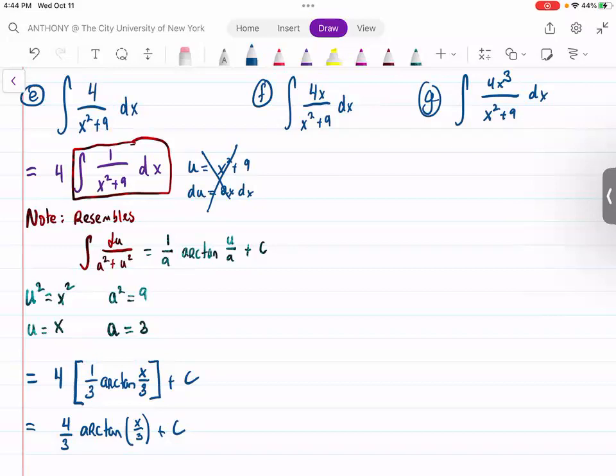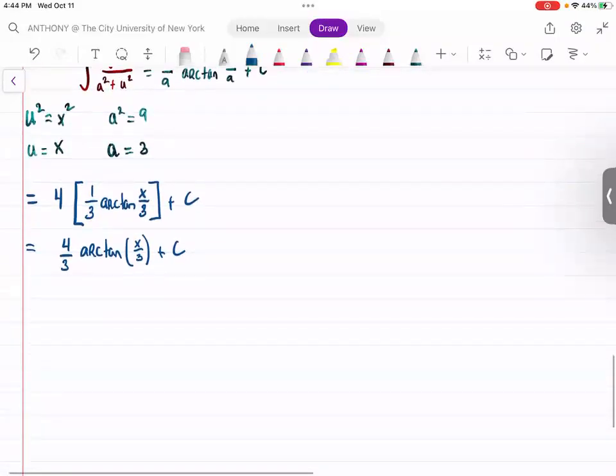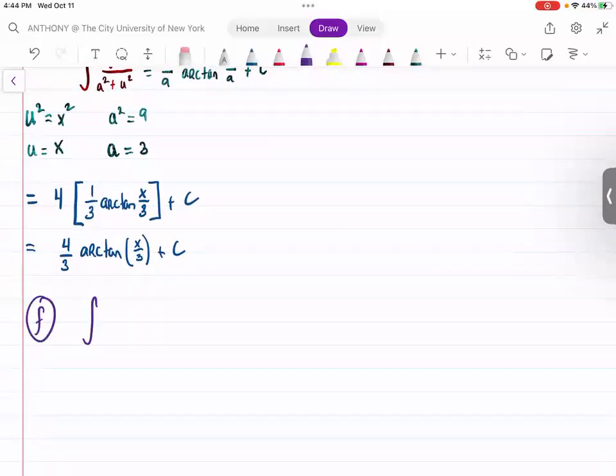Let's actually look at part F now, because part F is a little interesting. So I'm going to rewrite part F for us. Part F, you have the integral of 4x all divided by x squared plus 9 dx. All right, what do you think we're going to do here? What rule do you think I could use here? For example, do you think the arctan rule can be applied here?